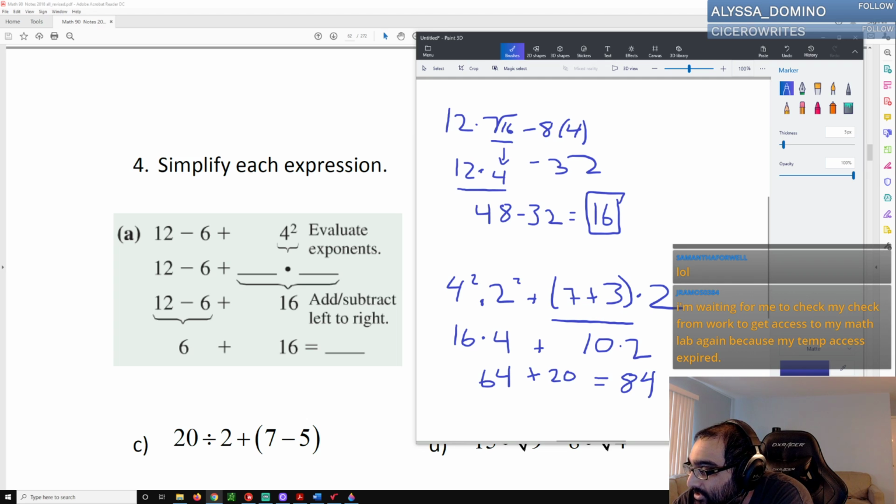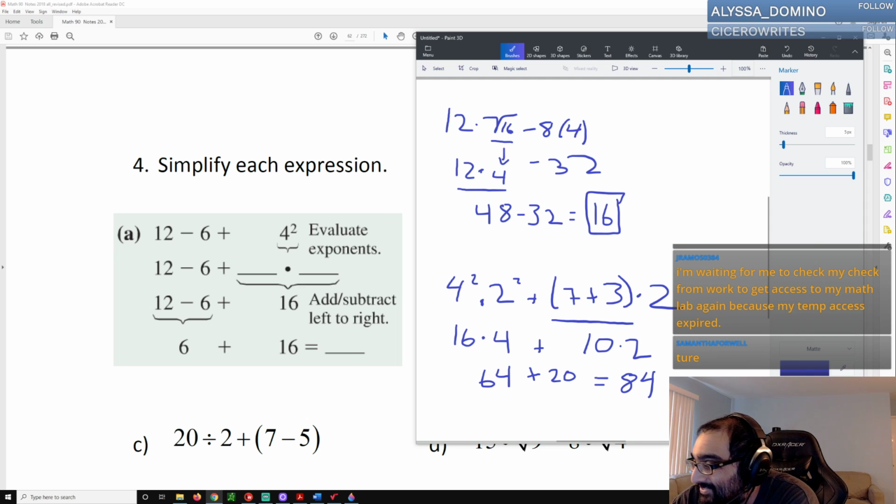Waiting for you to get your check from work, okay? To get your MyMathLab. Okay, that's true. Okay, that's fine. You just keep me posted as well, okay? In terms of when you get your MyMathLab access code. And I'll extend the same offer to you if worse comes to worse. I'll cover your cost for your access code.